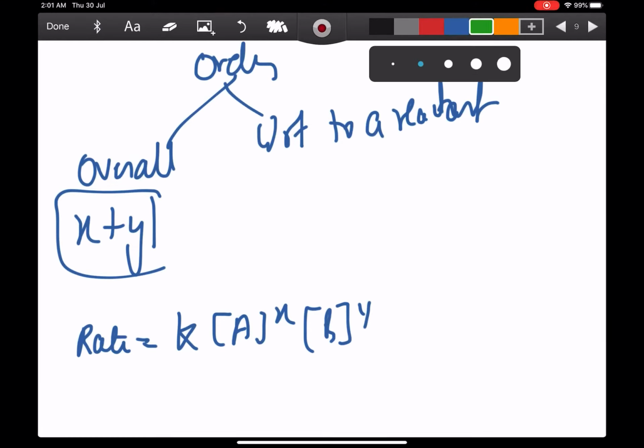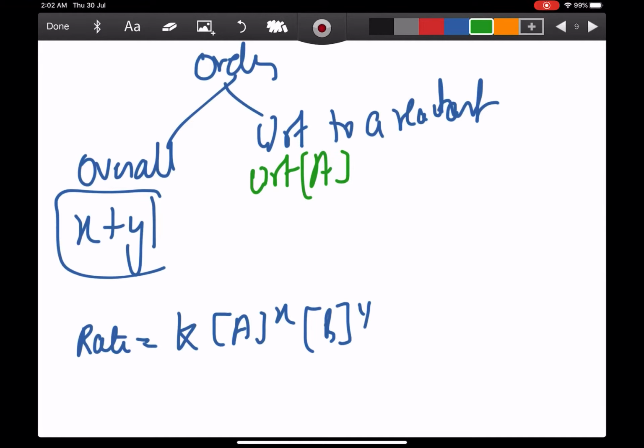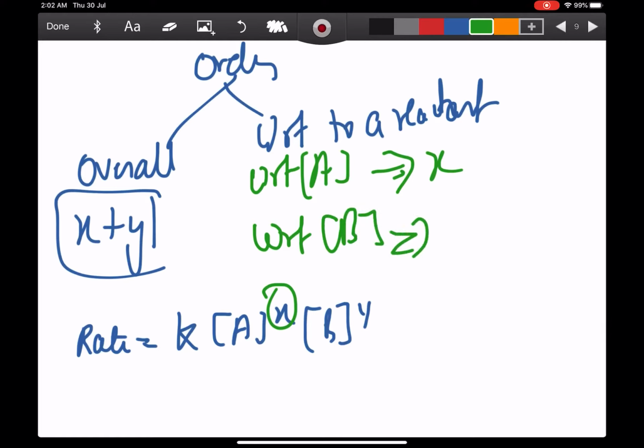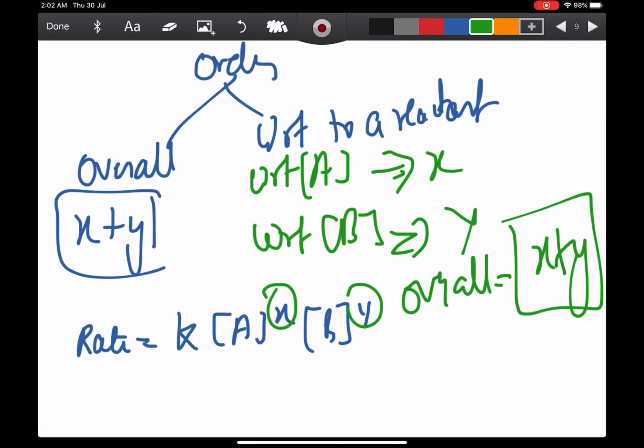Now order with respect to a reactant means the order for that particular reactant. This is the order for the total reaction. Suppose I want to find the order with respect to A. In this case, the power of A will be the order with respect to A. Power of A is x, so x is the order with respect to A. Suppose I want to find the order with respect to B. The power on B will be the order with respect to B. That means y is the order with respect to B. But if I want to find the overall order of the reaction, it will always be the sum of the powers, that is x plus y. When I am talking about an order with respect to a reactant, it is the power of that particular reactant.